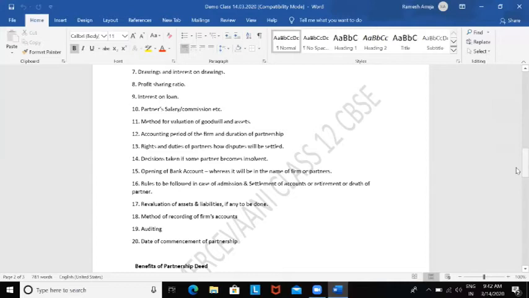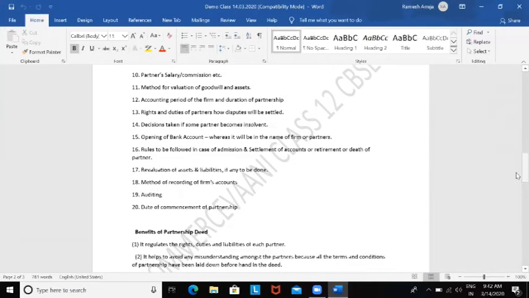Opening of bank account, whether it will be in the name of the firm or partner. That means who is the authorized person who will be signing all the cheques? Who is the authorized person who will be signing all the documents if a firm is getting any loan from the bank, right? Rules followed in case of admission and settlement of accounts or retirement or death of a partner. What rules to be followed? Admission means we are admitting some other partner. Now ABC, 3 partners are there. She wants to say that I am starting my own business, and I am not able to devote the time.